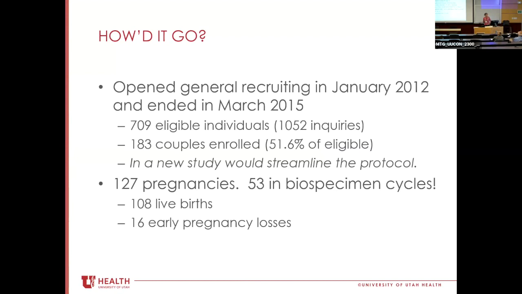But among those 183 couples, we wound up with 127 pregnancies, and 53 of those pregnancies occurred during cycles where we were collecting biospecimens. So we actually had urine from mom and dad the day before, the day of conception, and the day after conception that we could study about their environmental exposures when that happened. We went on to have 108 live births and 16 miscarriages. Okay.